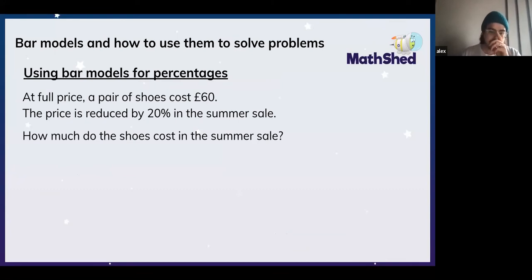Okay, so at full price, a pair of shoes costs £60. The price is reduced by 20% in the summer sale. How much do the shoes cost in the summer sale? So here, it's very similar to the fractional amounts bar modeling, but it just relies on children having that known fact that 20% is the same as a fifth.